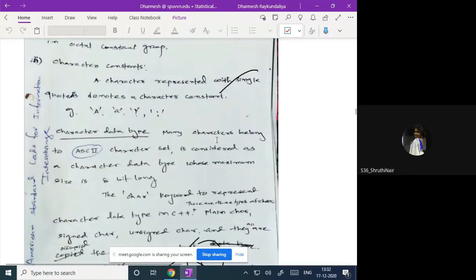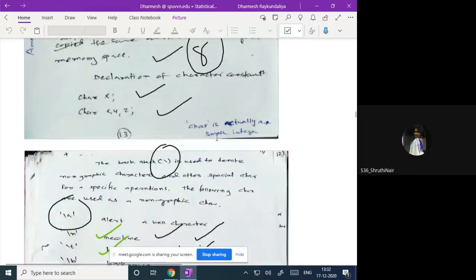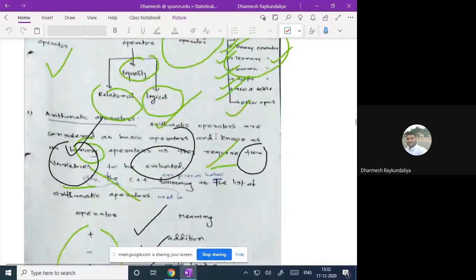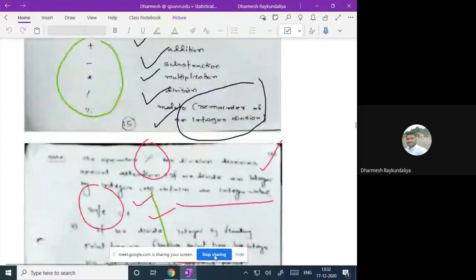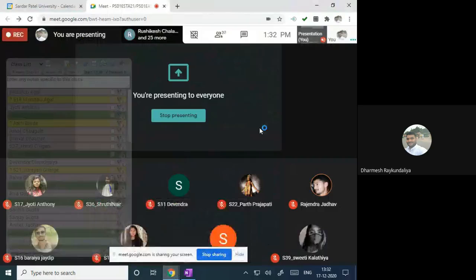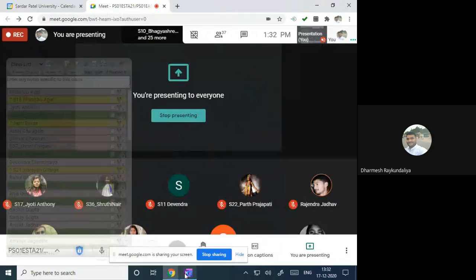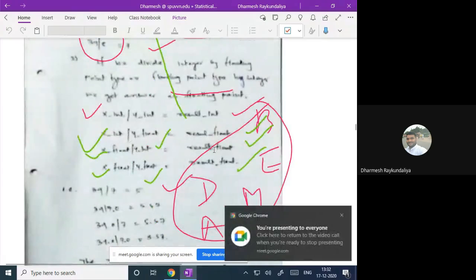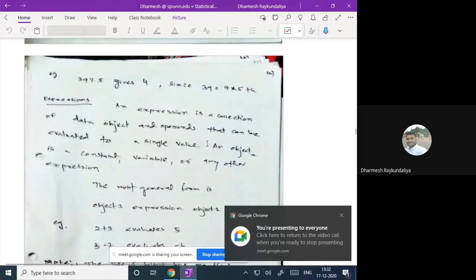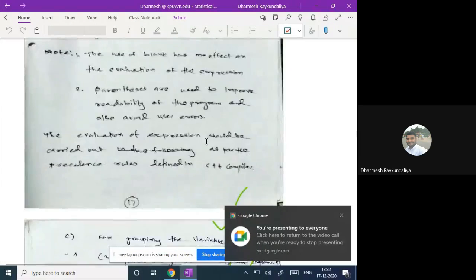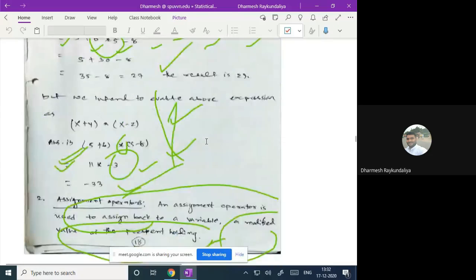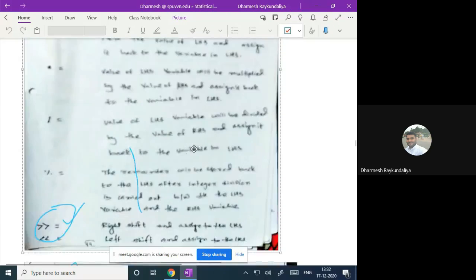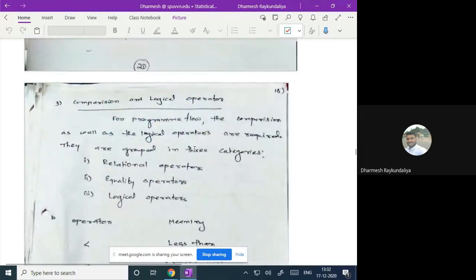Yes, sir. Okay. So last time we discussed constants and also arithmetic operators. Then we also talked about this. So this screen is blurred, but I also explained the assignment operators to all of you.